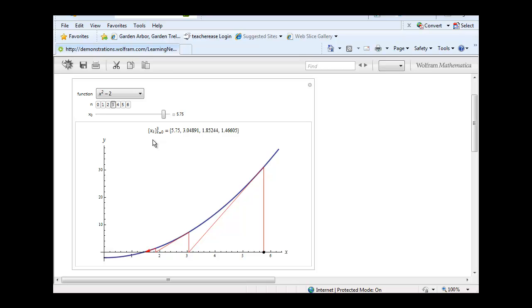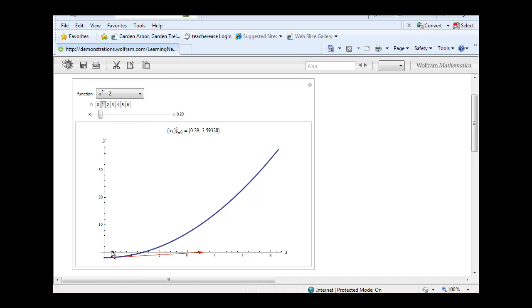So this method of using linear approximations to get closer and closer to the roots, this is what Newton's method is. Now notice that if we do this on the other side as well, we'll bring our point over to the other side here.